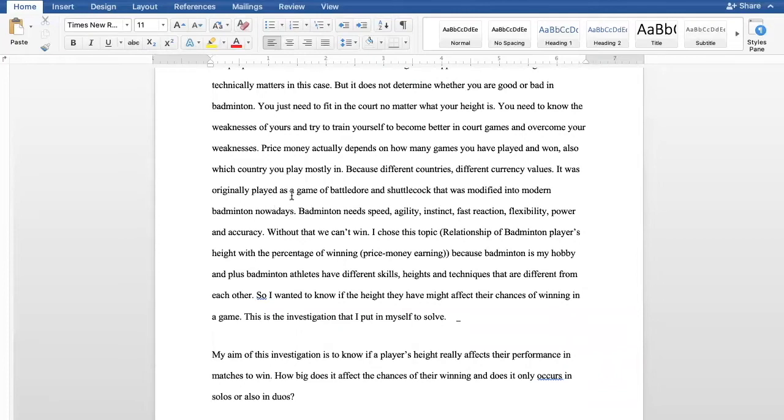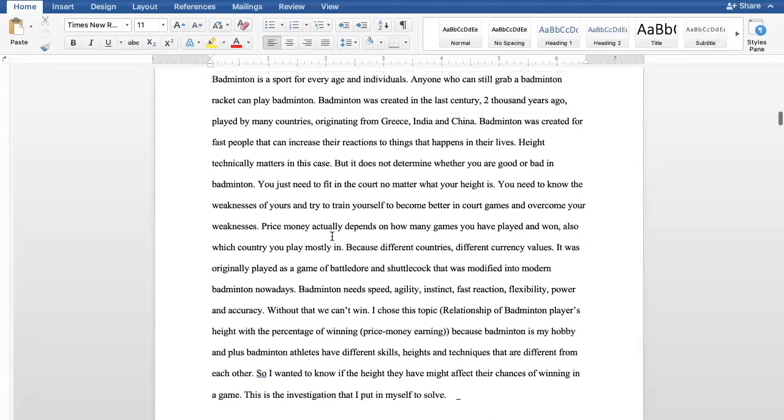It was originally played as a game. Now here you put this sentence: it was originally played as a game of battledore and shuttlecock that was modified into modern badminton nowadays. This sentence is similar to the background you give at the beginning, don't you think? Yeah, I should have put it there and not under the prize money. Or if it is redundant, you can delete it, because what you need to talk more about is really your IA, the influence of height, and whether it's going to be the percentage of winning or prize money. Any things not directly relevant, you can delete them.